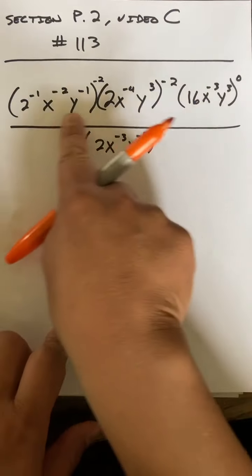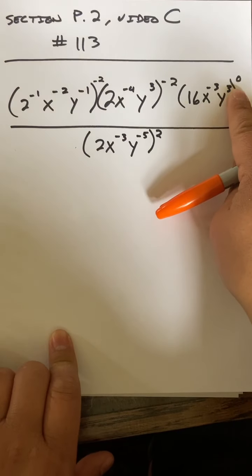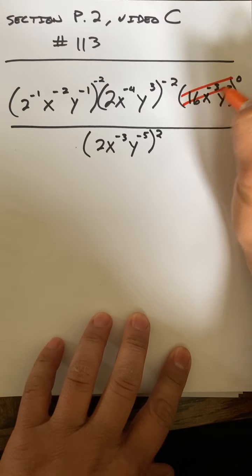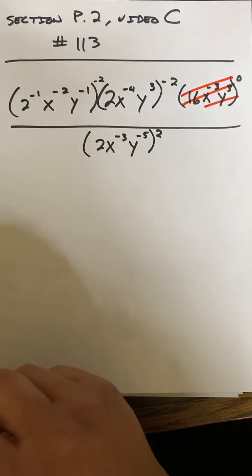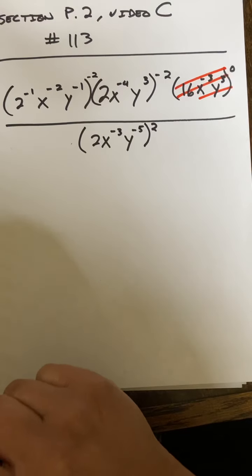First thing I see is I wrote down the whole problem, and I saw this to the 0 power, and I was like, thank God, that's gone. Anything to the 0 power is just 1, all right? So that takes out a whole bunch of the problem.